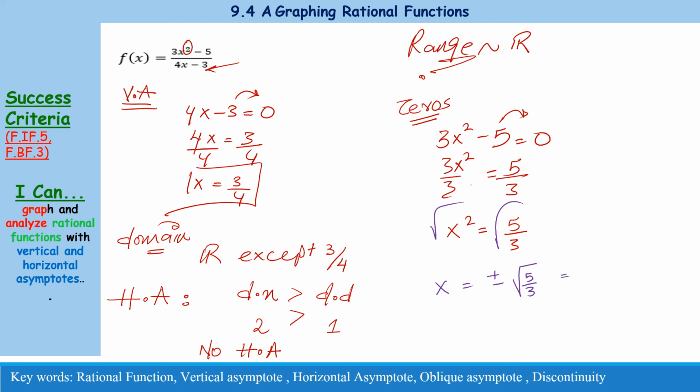If you simplify more, you will get square root of 15 over 3. So I think square root of 15 over 3 will be your answer. But it is better to check that we didn't make any mistake. So square root of 15 over 3 will be our answer.